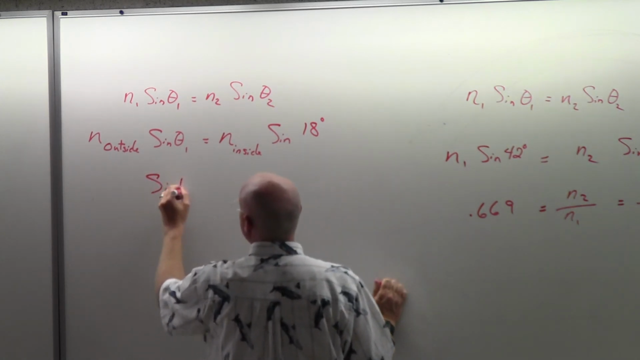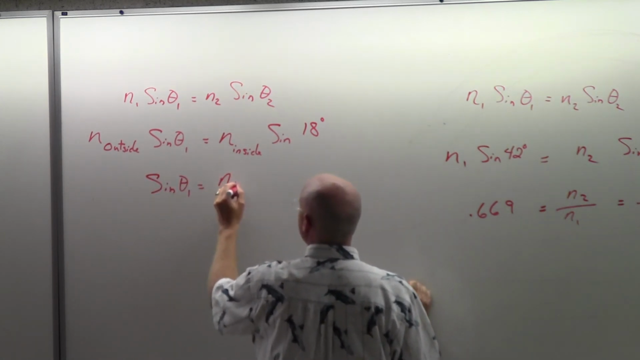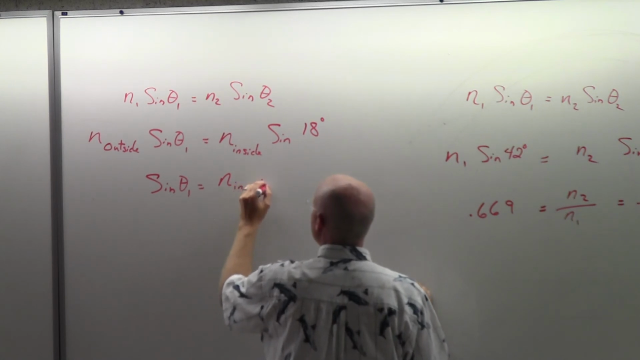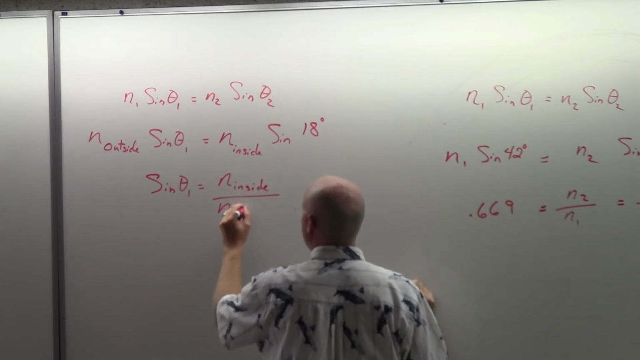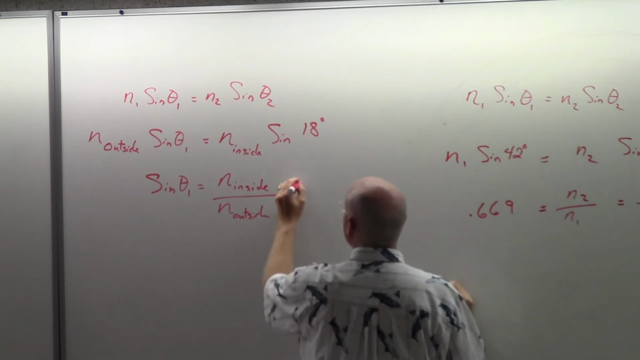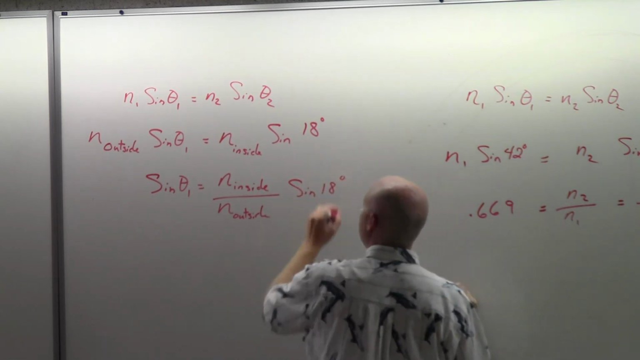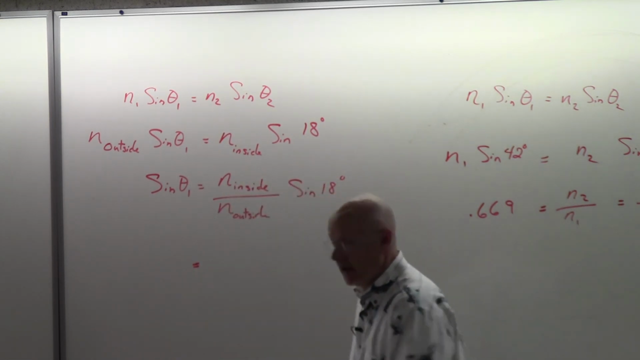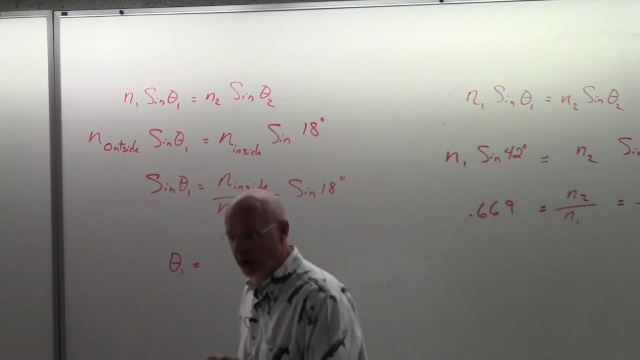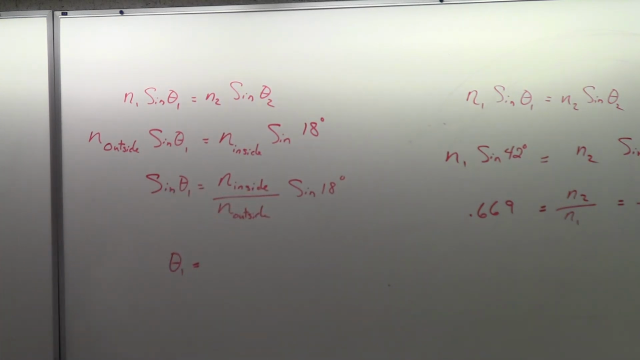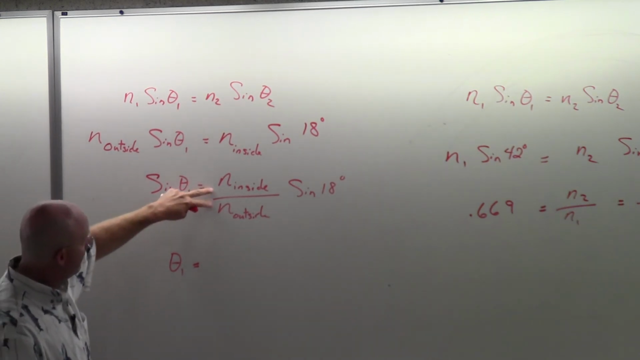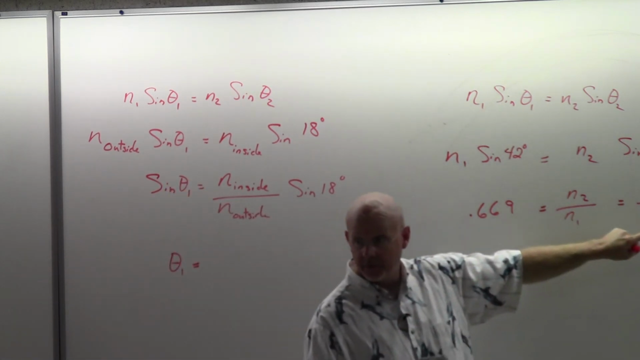So the sine of theta 1 would be the ratio of the inside index over the outside index times the sine of 18 degrees. And so again, going to have to do a little bit of calculator work, but of course my point here was to illustrate to you Snell's law, geometry and some trigonometry identities. That's what our problems are going to be like for this chapter here. And so it looks like this is the reciprocal of that.